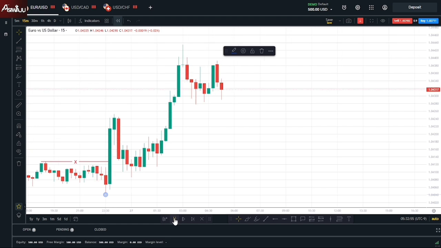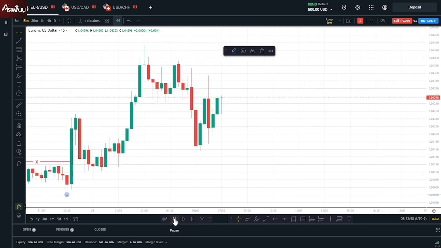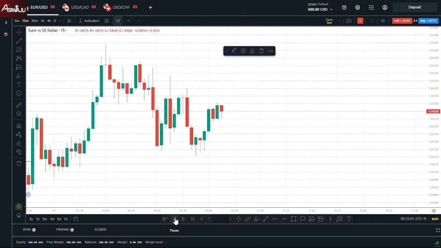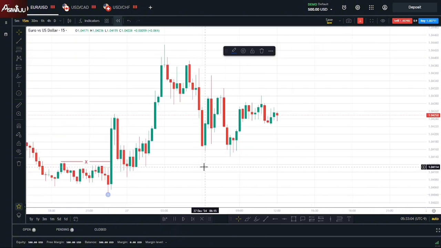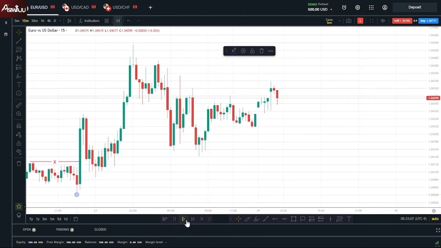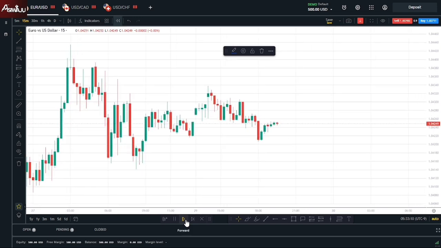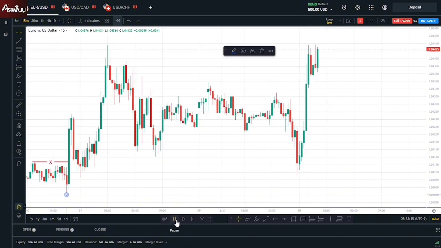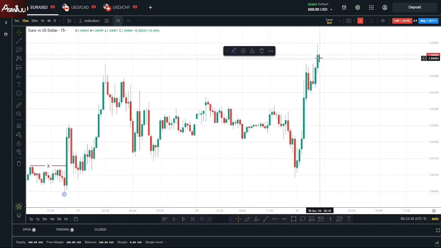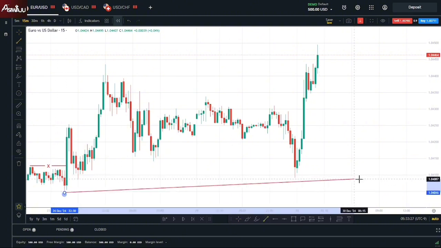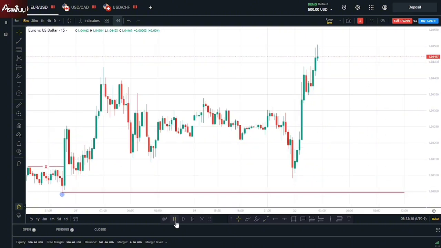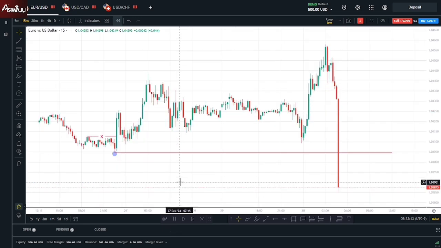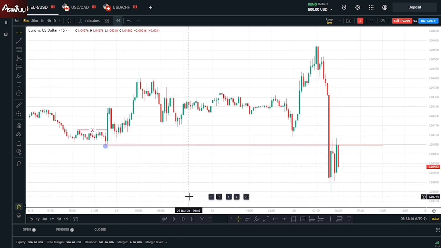As you can see, price even went up more. It made an attempt here to break this low, but price failed. We have this low here. And let's continue price. Now you see what happened here.